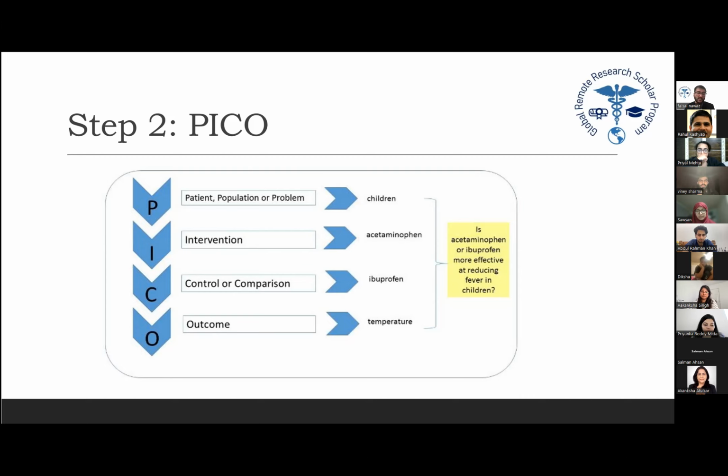So if it wasn't for using this structured framework, you might actually just say, is acetaminophen more effective in children? And you may have missed out children, or you may have missed out the medication comparison, or maybe the outcomes such as temperature or fever. So follow a systematic approach when you're building that idea. And currently you may have some ideas already, so you can try fitting them into the PICO framework.